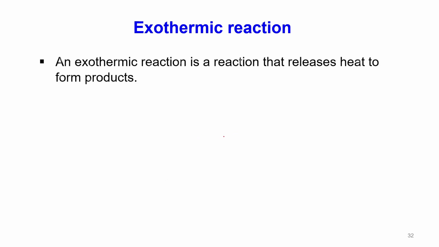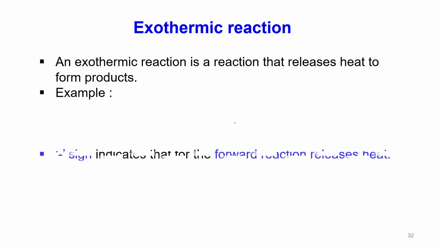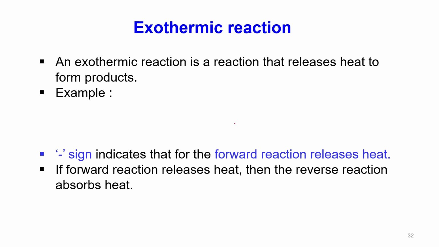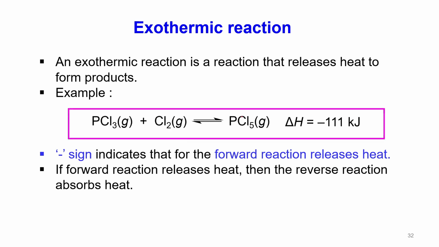Next, we look into the exothermic reaction. Exothermic reaction is a reaction that releases heat to form products. For example, PCl3 plus Cl2 produce PCl5, meaning for this reaction, okay, it will release heat because the sign is negative. Negative indicates that for the forward reaction release heat. If forward reaction release heat, then the reverse reaction will absorb heat.